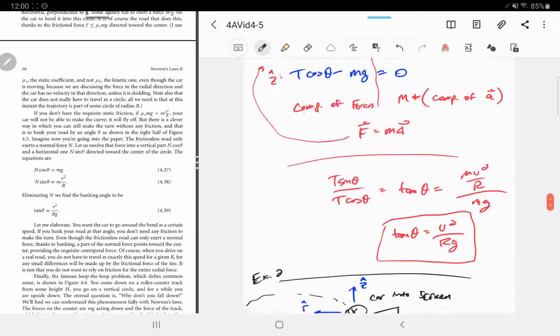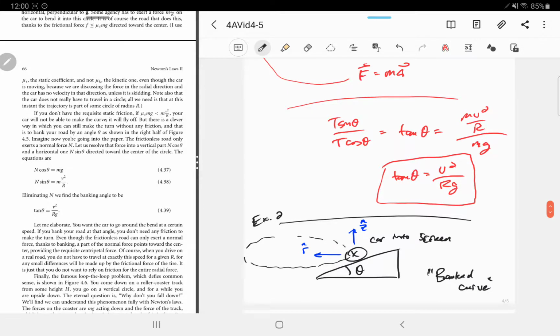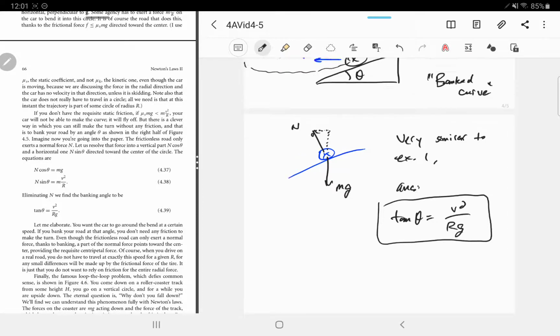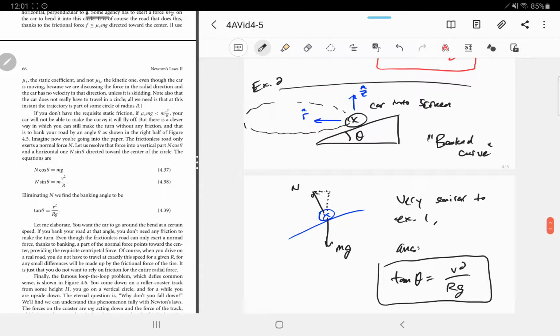So you'll notice this is exactly the same as what we wrote down in red. Tangent theta is v squared over rg. I don't know why I flipped them right here. It doesn't really matter. So actually there's no friction needed, but you have to be going for a ramp of a particular angle. So if theta is fixed from the beginning of the problem, there's one particular speed. So if you solve this equation for v, there's one particular speed where the normal force will do everything here. You don't need any frictional force this way or this way. You're not going to slide down the ramp nor up the ramp.